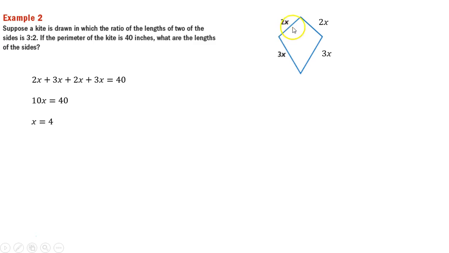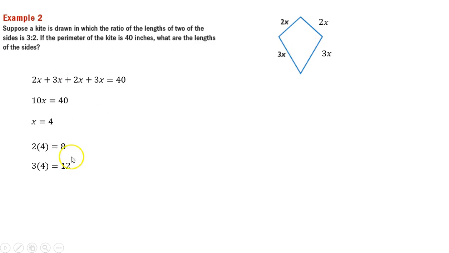So if we want to find out how long this side is here, that side length is going to be 2 times 4, because x is 4. So this side length here is 8. And then the other side length is going to be 3 times 4, which is going to be 12. And the ratio of 12 to 8 is the same thing as 3:2. So that's where that ratio comes back into play there.